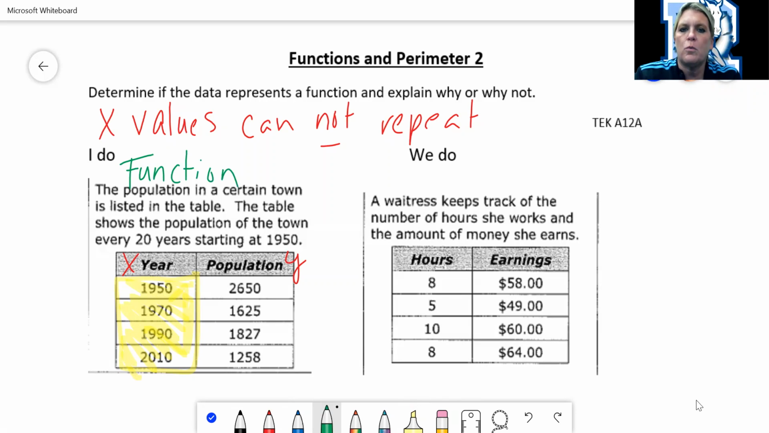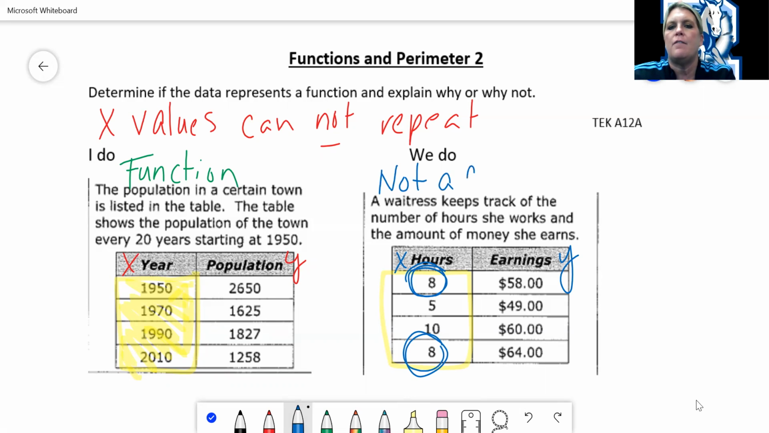Take a minute and look at the we do and decide if that is a function or not. I would have labeled X and Y, and I would have looked at the X column. Do any of those X numbers repeat? They sure do, right here and here. This is not a function. Okay, so I'm going to erase this.